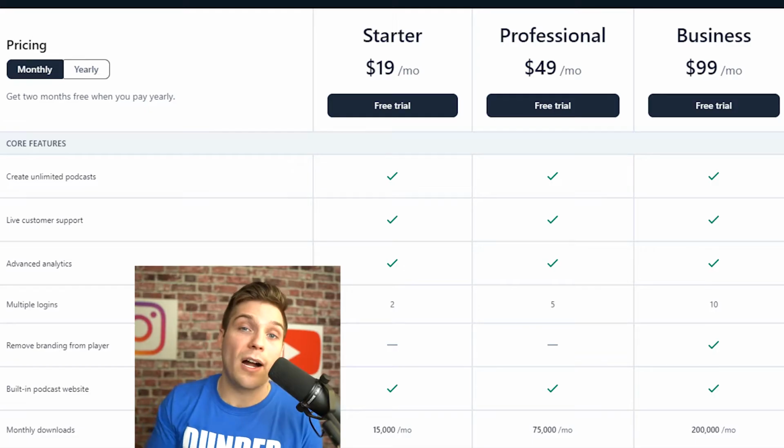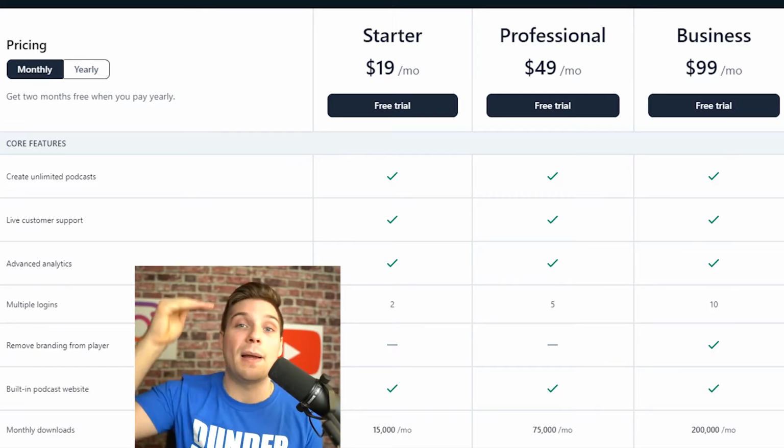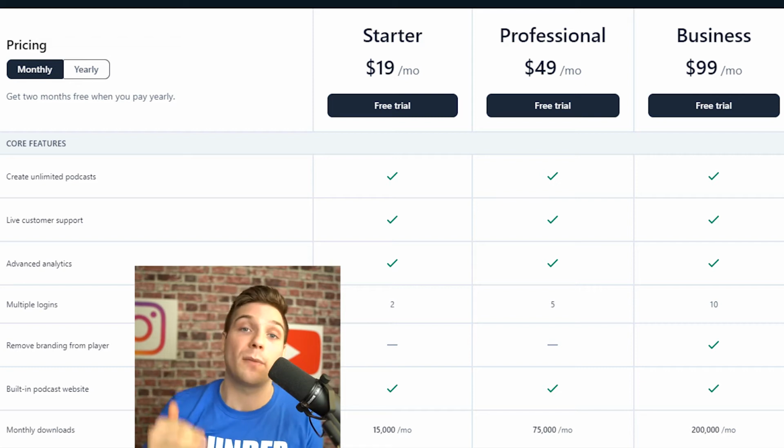And that's why it may be expensive for you if you're only gonna have one show, but if you're gonna have multiple, it may actually be a really good deal. Plus, the private podcasting feature is limited to their more expensive plans. So if you want that, you're gonna have to pay a premium. So with all that being said, we graded Transistor's pricing a 7 out of 10.